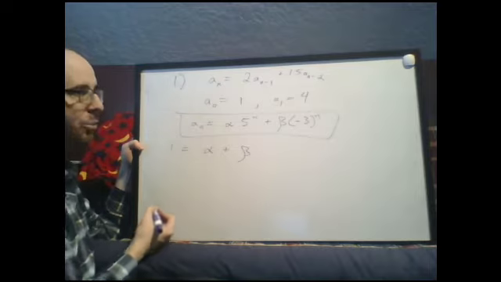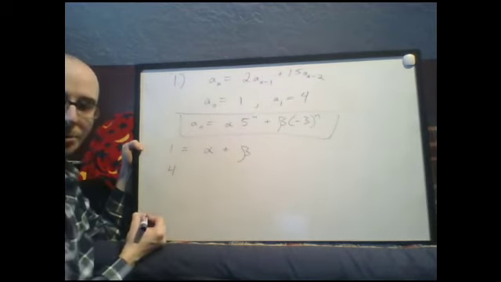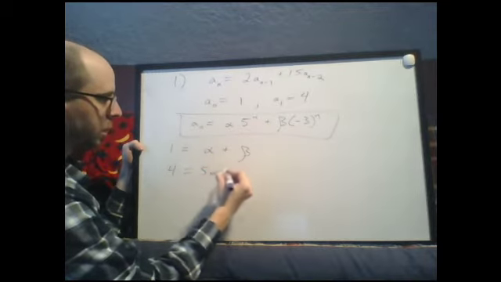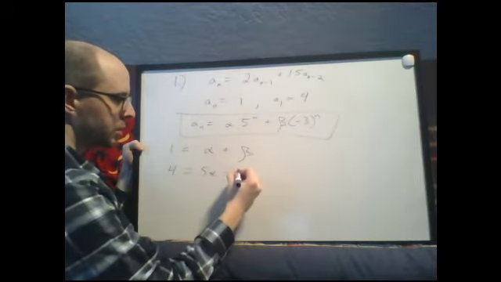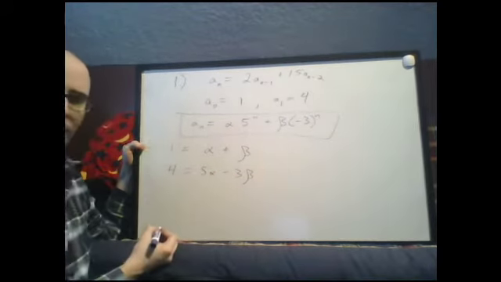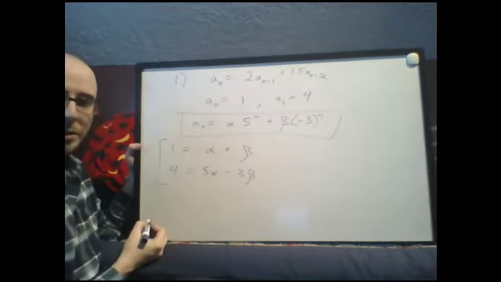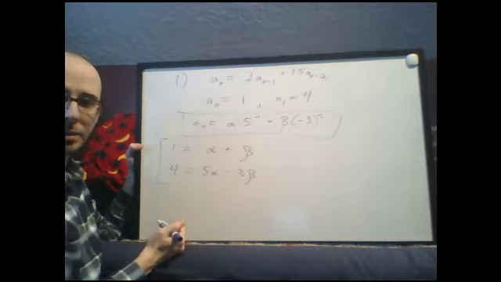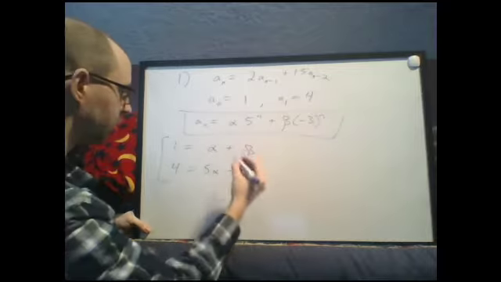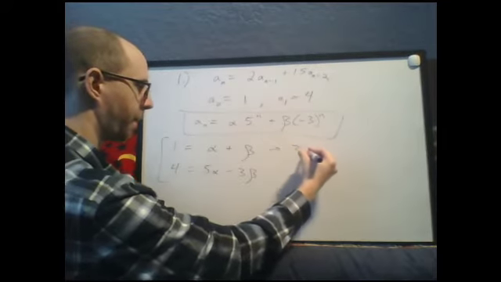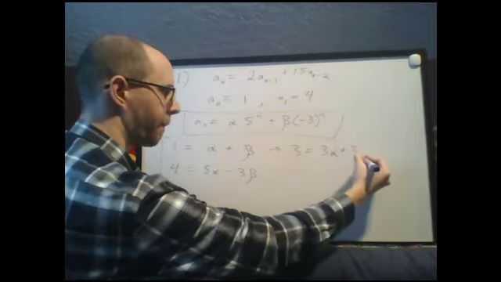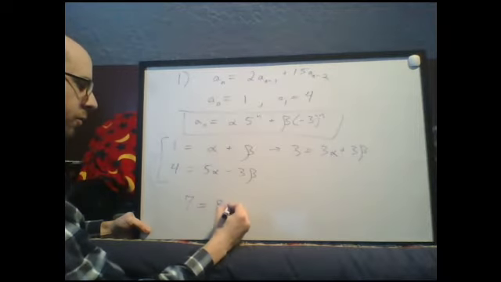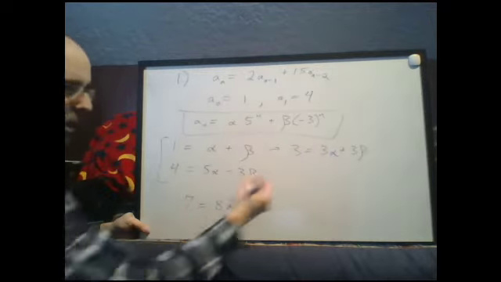Then if I plug in n equals 1, a_1 is supposed to equal 4. That gives me 5 to the first power times alpha, and negative 3 to the first power is minus 3 times beta. Okay, so now I get these two equations with two unknowns, alpha and beta. I need to solve this system of equations. So let's see. If I multiply the first equation by 3, so just algebra now, and then add, the beta terms cancel, and we get 7 equals 8 alpha.